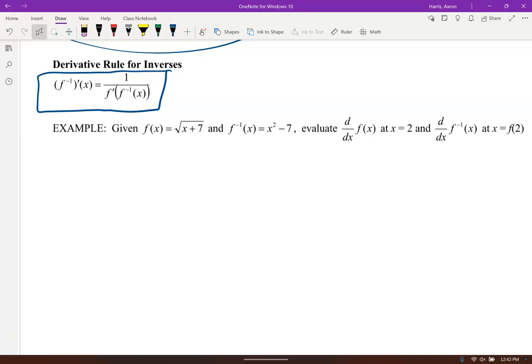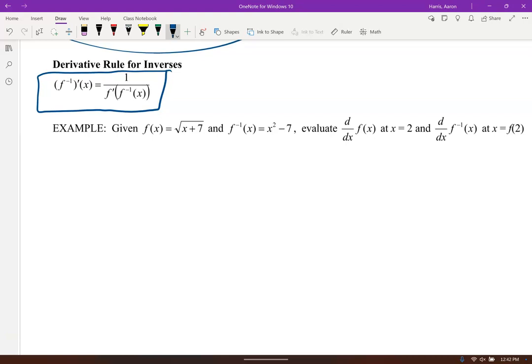So we're going to find the derivative of the function, the derivative of the inverse, and then we're going to plug in the input, and then on the inverse we'll plug in the output of the original input, if that makes sense. All right, here we go.